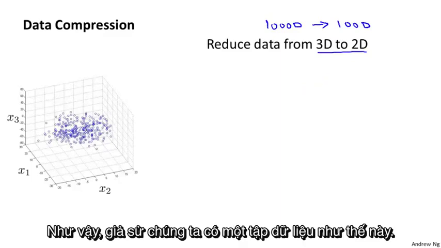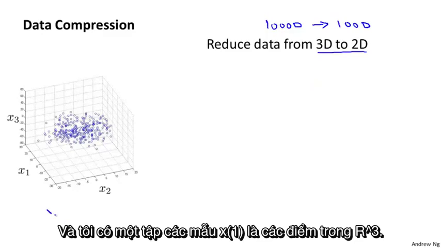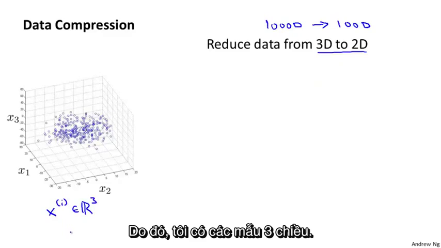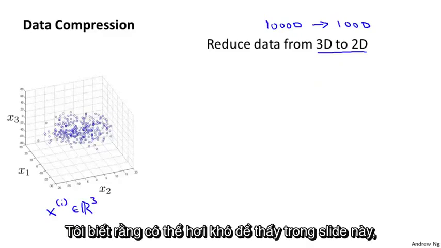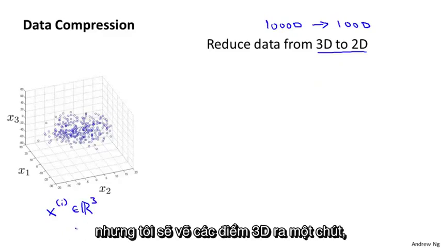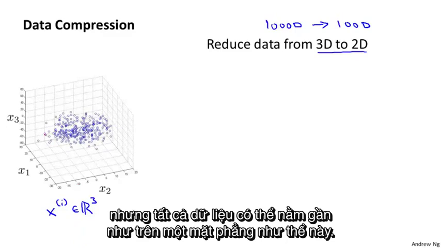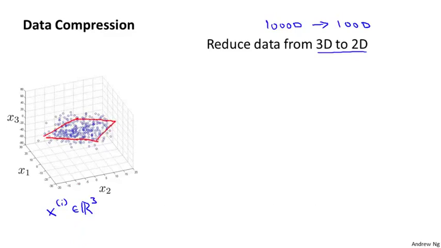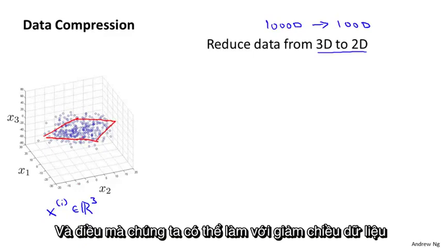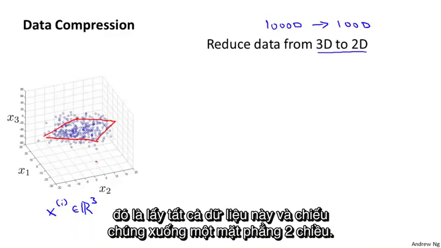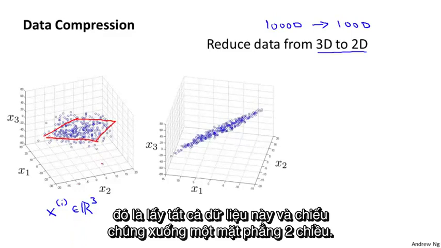So let's say I have a data set like that shown here, and so I would have a set of examples, x^(i), which are points in R3, so 3-dimensional examples. I know it might be a little bit hard to see this on the slide, but I'll show a 3D point cloud in a little bit. And it might be hard to see here, but maybe all of this data lies roughly on a plane, like so. And so what we can do with dimensionality reduction is take all of this data and project the data down onto a 2-dimensional plane.